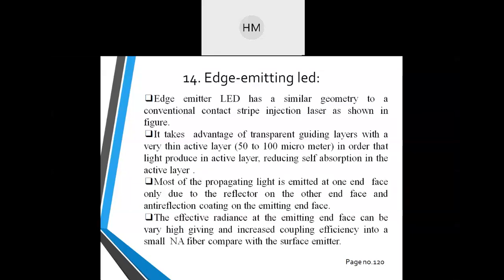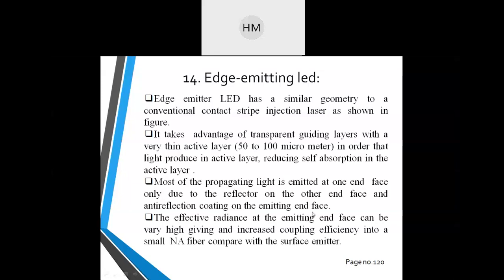There we have different confinement layers. It takes advantage of transparent guiding layers with a very thin active layer, so that light produced in the active layer reduces self-absorption in the active layer. So it uses a transparent guiding layer, okay, which helps you to reduce self-absorption. Most of the propagating light is emitted at one end face only due to the reflector on the other end face and anti-reflection coating on the emitting end face.